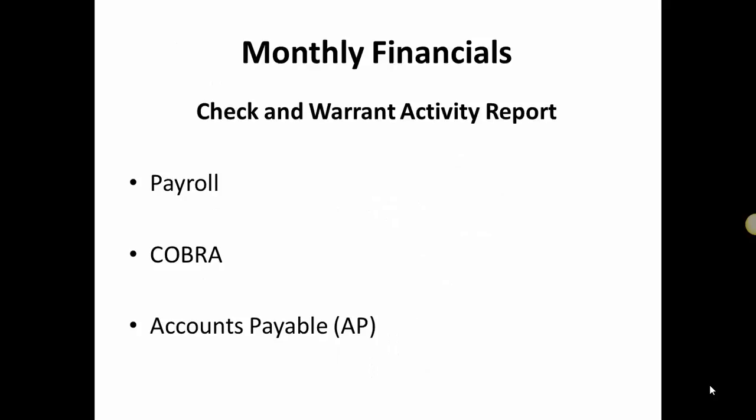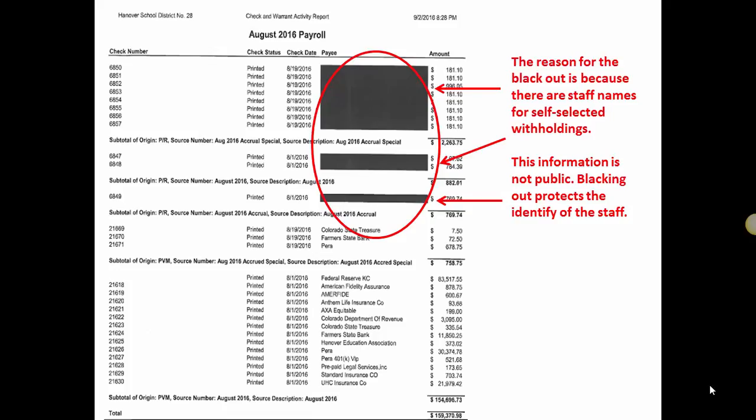The monthly financials register is actually called the Check and Warrant Activity Report. What you will find on this report is payroll, COBRA payments, and accounts payables. When you look at the top of the document, you will notice a few blackened out areas. The reason for the blackout is because there are specific staff names, and we do not want to reveal that identifying information since it is personal information about choices they have made for benefits.